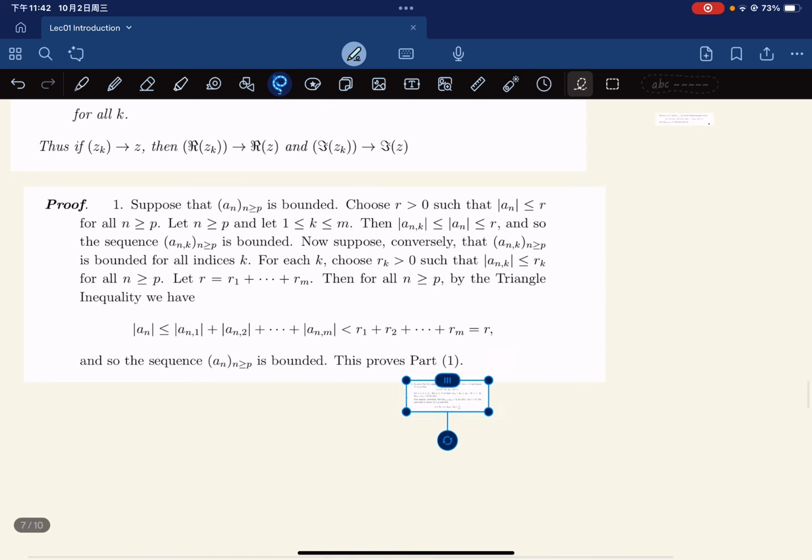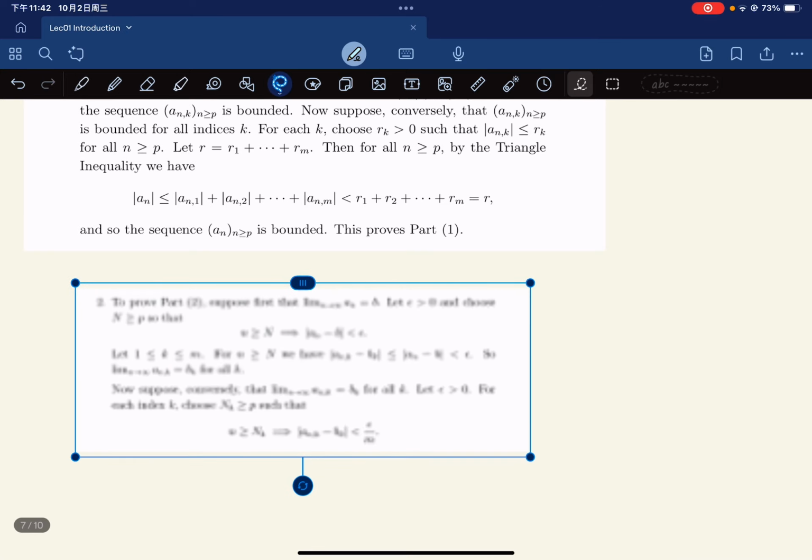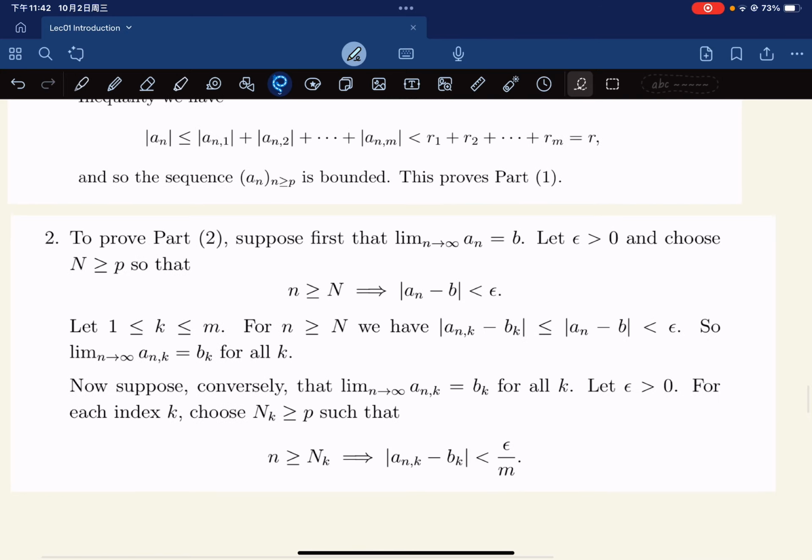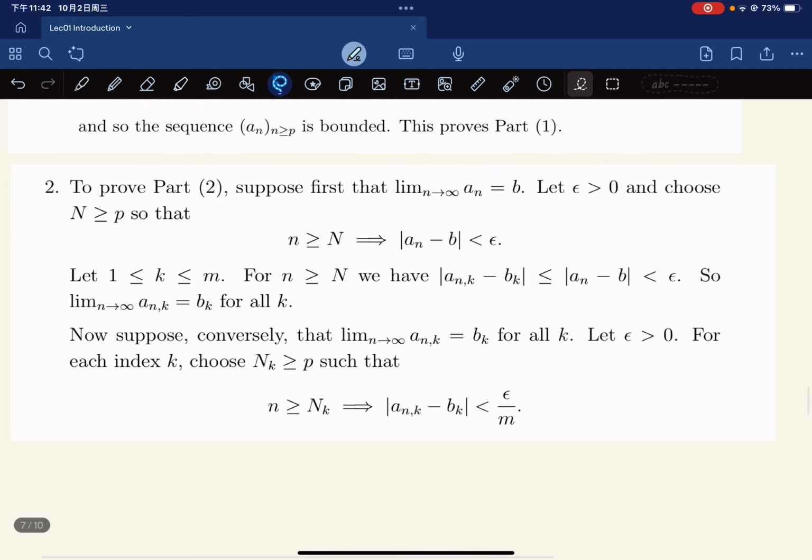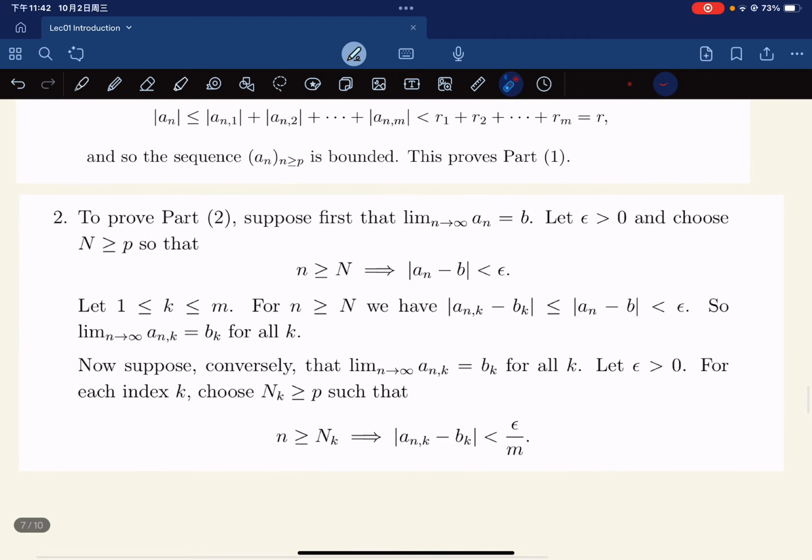And we talk about convergence now. So to prove part 2, suppose that a_n converges to b, right? So we can choose the epsilon N thing. And this is, again, the absolute value, the norm in R. So this always holds, so that a_nk converges to b_k. So a_nk minus b_k is the kth component of a_n minus b. And suppose conversely that a_nk converges to b_k.